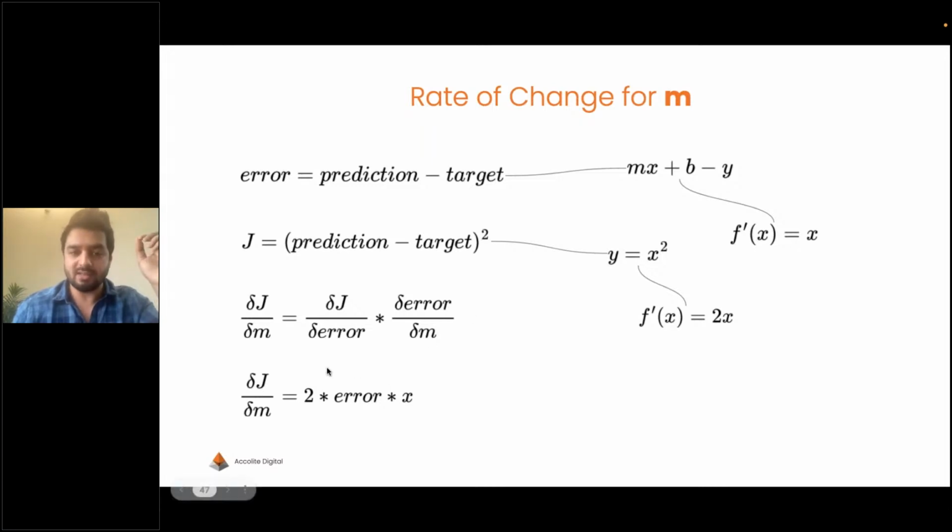If you do all this mathematics, for this delta M, we get that delta M is related to 2 times the error times the X. What we have done here is we have just found the slope of each of these lines. We can probably have another session for this in case you are curious. Leave a comment, let everyone know, and we can dig deeper into that. But this is how we get delta M when we square the error.